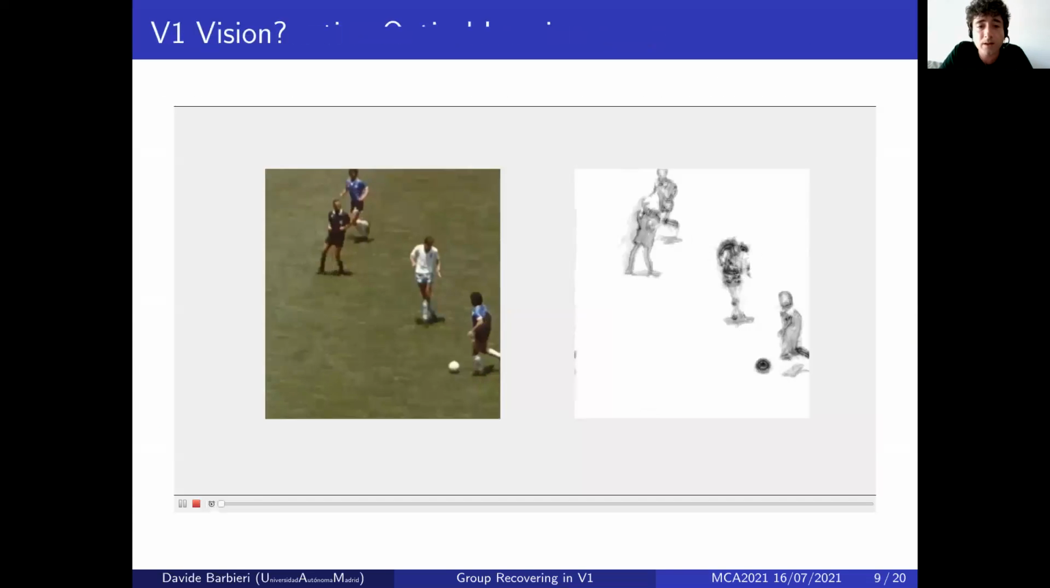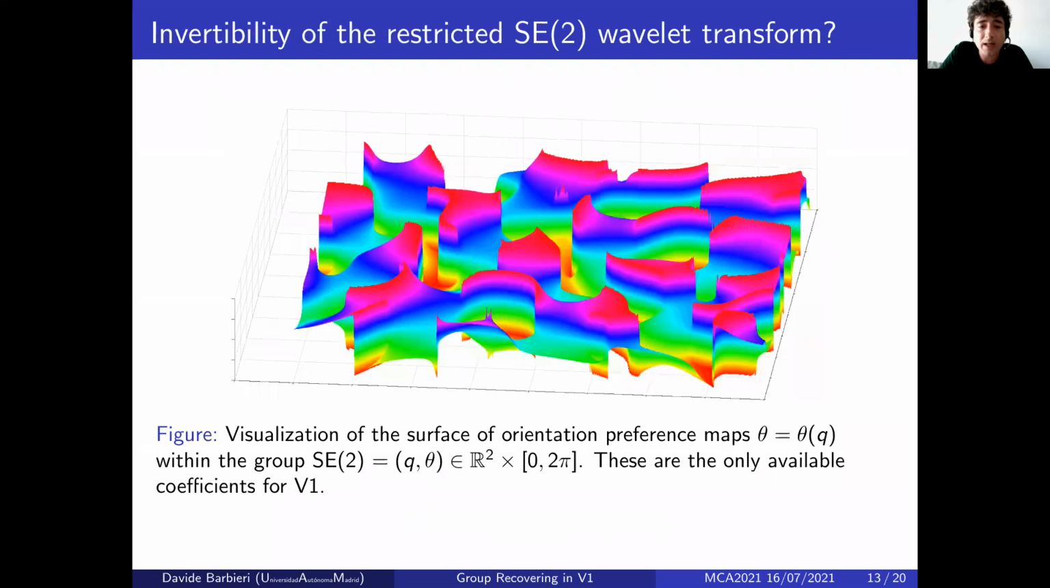Okay. So what we end up with is not a whole SE2 wavelet transform, not a whole group wavelet transform, but a restriction of a wavelet transform to a subset which has dimension 2. Okay, so despite this, with this information, our visual cortex shows a good ability to reconstruct the whole image.